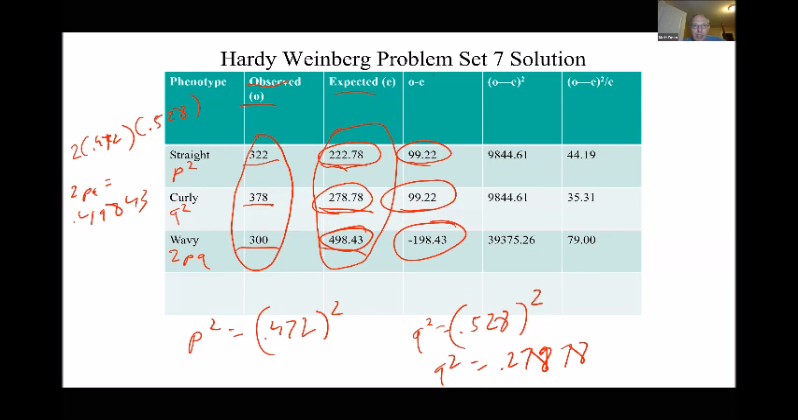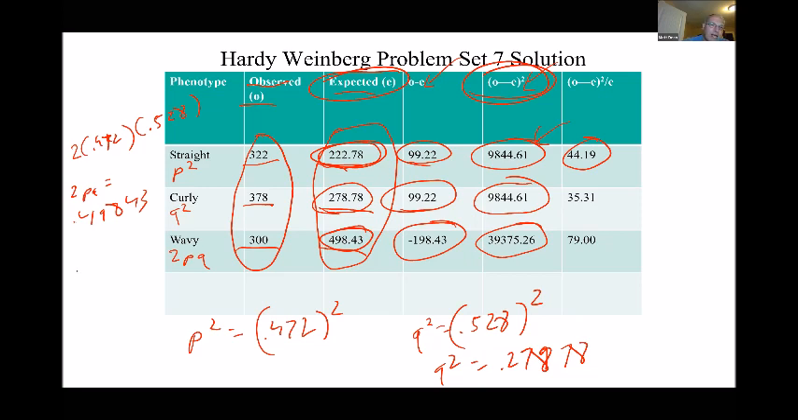Now we're going to take this row and square it to get this row. So 99.22 squared to get this, 99.22 squared to get that, and negative 198.43 squared to get this. Finally, we need to go O minus E squared over E. So that's going to be this row divided by this row. So 9,844.61 divided by 222.78 to give us this. And then repeat that all the way down.